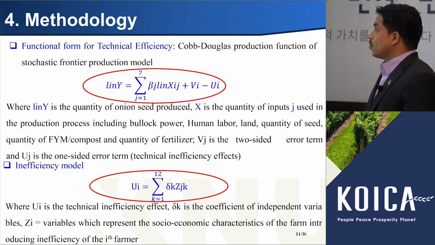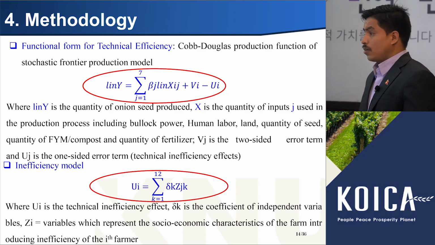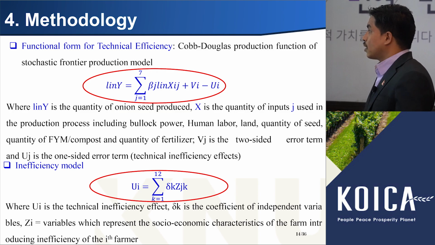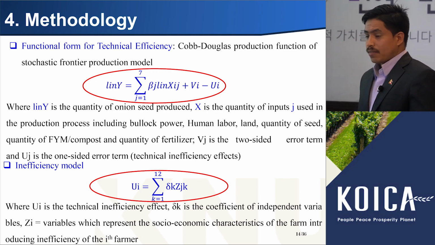And this is the functional form of technical efficiency. I used the Cobb-Douglas production function of the stochastic frontier production model to find out the technical efficiency. And for the inefficiency model, I used these 12 inefficiency variables.